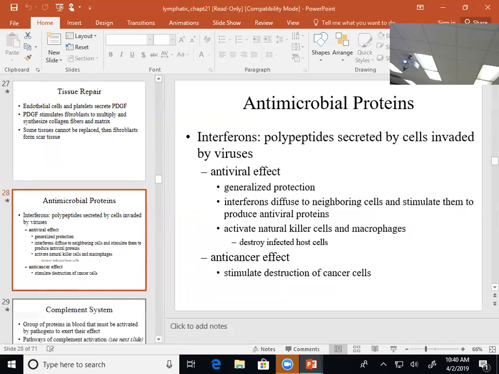Now, I want you to know about some antimicrobial proteins. Our cells are essentially what kind of factories? Protein factories. So these are very specific kinds of proteins, and the first one I want you to know about are interferons. Interferons are proteins that our cells produce when they become invaded by viruses. Now, the crazy thing is you're thinking, okay, maybe the cell produces these interferons to protect itself from the viruses that just invaded it.